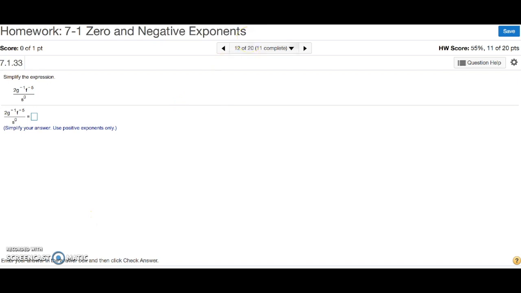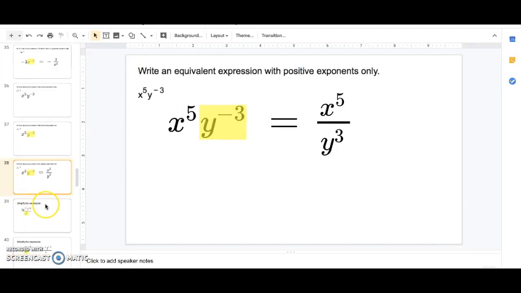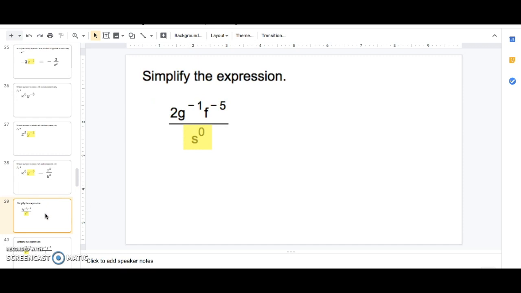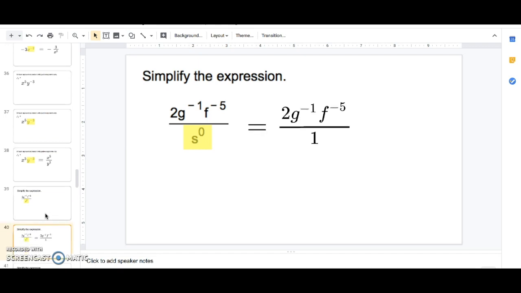Number 12, I have a lot going on. The first thing I look for is the term with the 0 exponent, because I know that automatically becomes 1. So I highlight that and it becomes 1. So I have 2g to the negative 1 power and f to the negative 5, all over 1. Anything divided by 1 is itself. So that all becomes 2g to the negative 1 f to the negative 5.